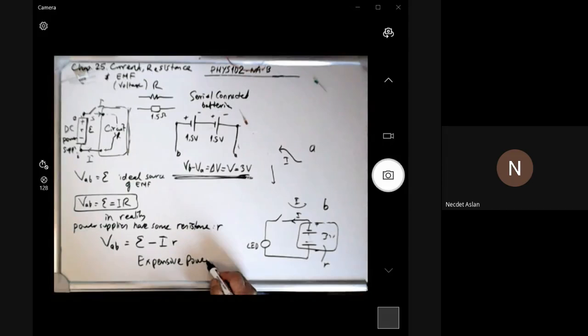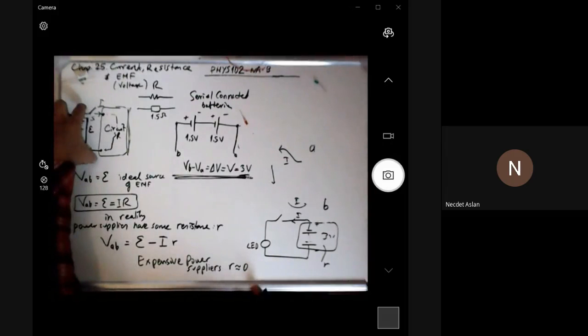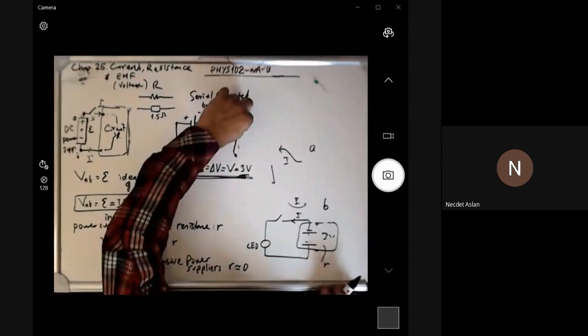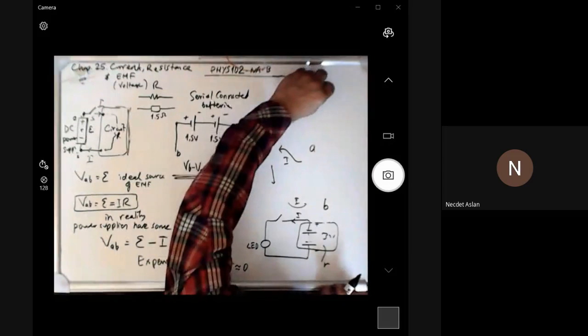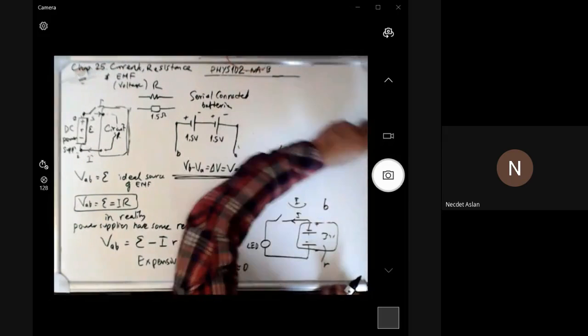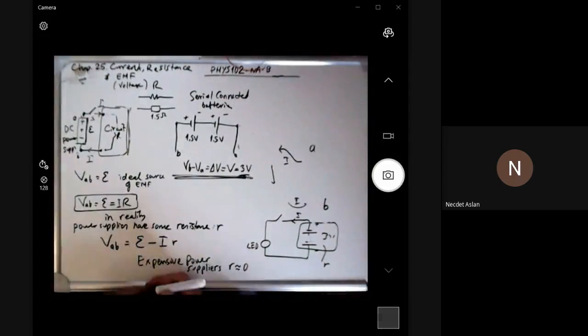So for expensive power supplies that we use sometimes in school in the experiments, the power supplies that you are using in our labs, their internal resistance is almost 0. It means that if you arrange it to 5 volts, it will always stay at 5 volts, regardless of the current drawn from the circuit.